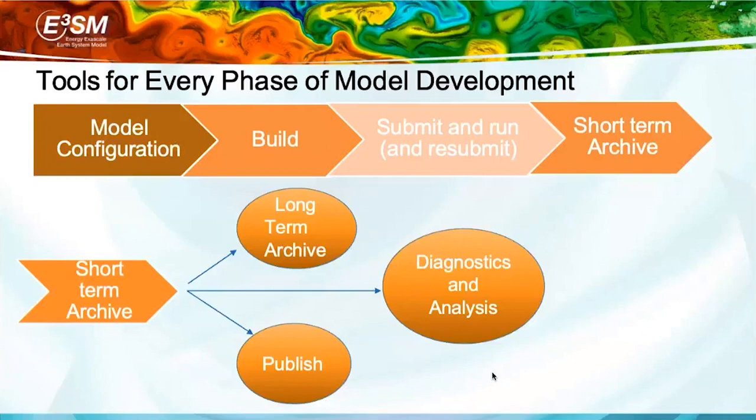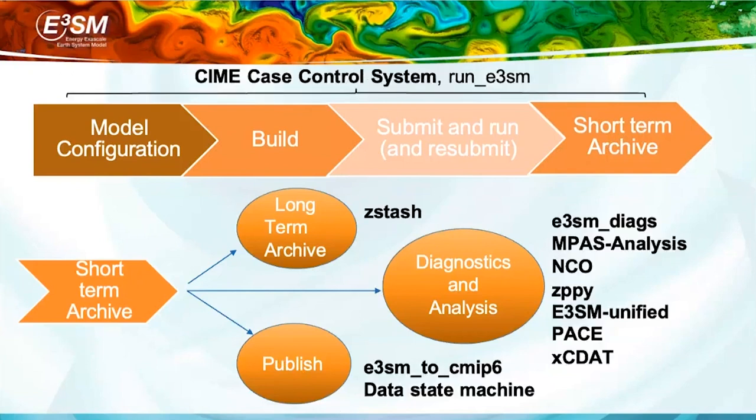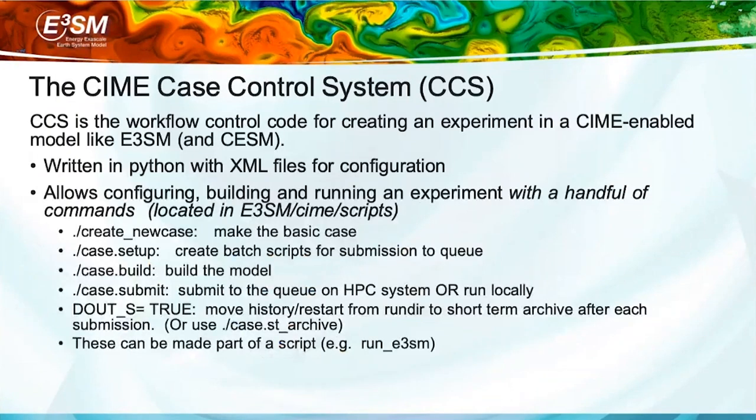Okay, so if you think of the phases of model development, it starts with configuring the model: what simulation are you going to do, building the code, submitting and running it on some system, and then archiving the results on disk somewhere. From that short-term archive, you might pursue a long-term archive on tape, do some analysis, and maybe publish the data for people to download. And we've been developing tools for all of these phases of analyzing the model, and some of them are listed here. We're going to go into some more details.